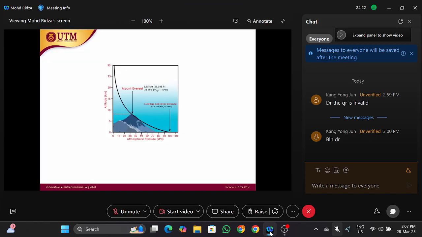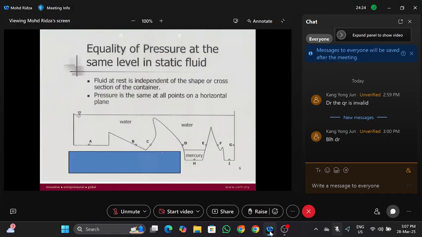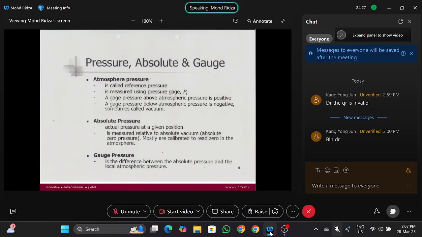In the end, we get P equals rho g Z. So pressure, we have three terms: atmospheric, absolute, and gauge pressure. Atmospheric pressure is the real pressure at datum. Absolute pressure is actual pressure at a given point, and gauge pressure is the difference between absolute pressure and local atmospheric pressure. Right? I've told this last week.